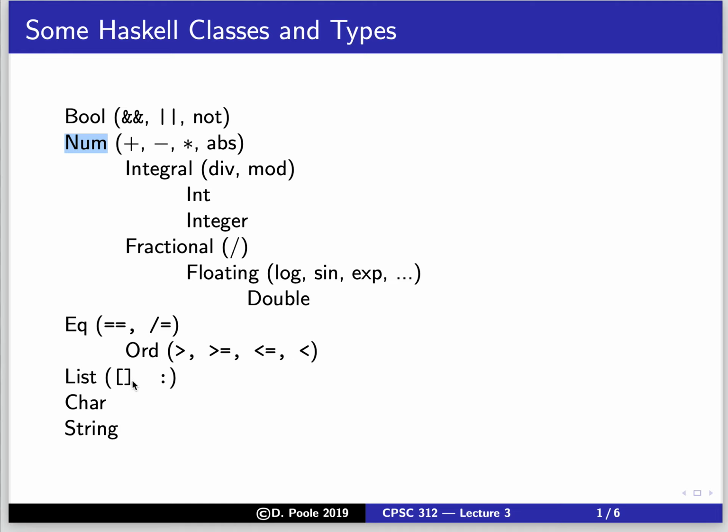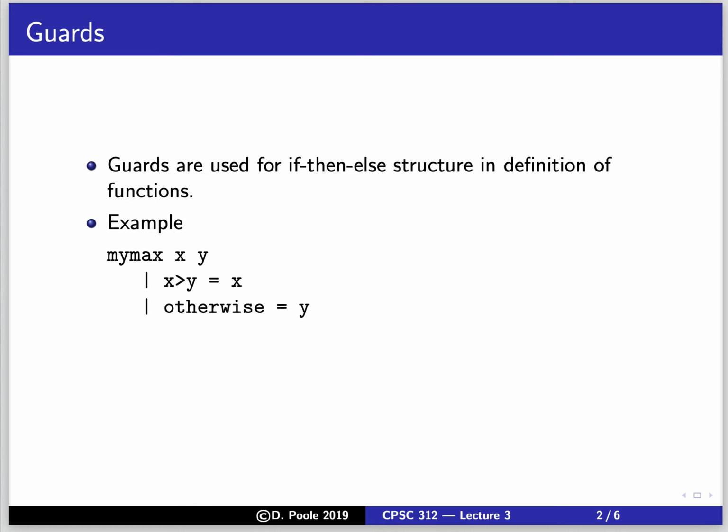What we're going to look at today is three more types, namely lists, characters, and strings. And it turns out that string is pretty trivial because a string is just a list of characters. So we can just use that as an example. But first of all, what we're going to do is look at guards. So guards are just if-then-else structures used in the definition of functions.